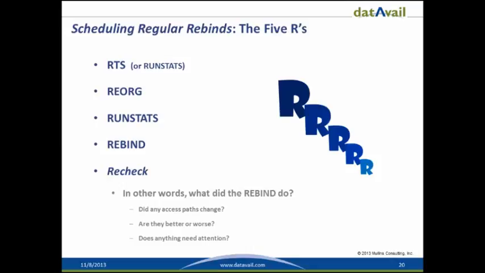In other words, what did the rebind do? Did we get any paths that changed? Do they look better? Do they look worse? Do we need any other attention? Do we need to tweak some things? Or is everything good to go?